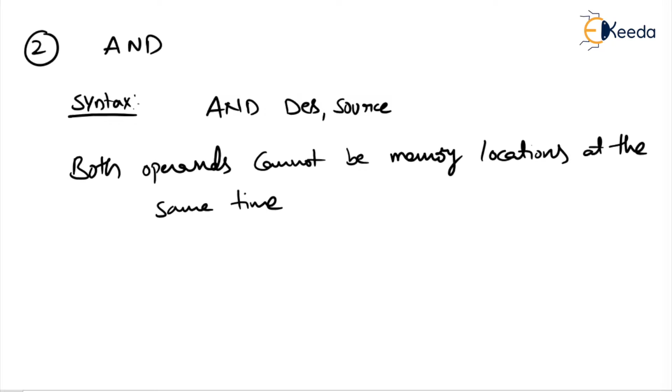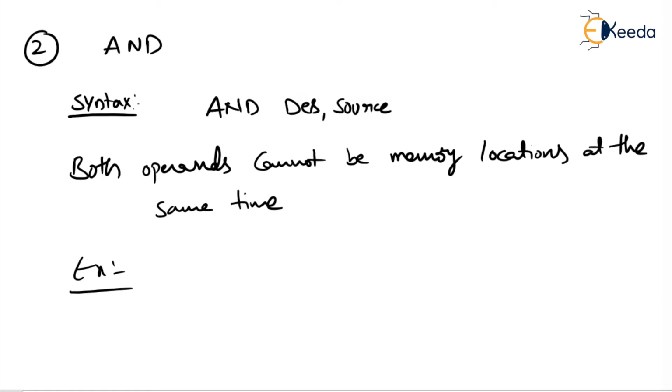Right? So which flags become 0? Carry flag and overflow flag become 0 after the operation, and the parity flag, sign flag and zero flag are updated by the AND instruction.